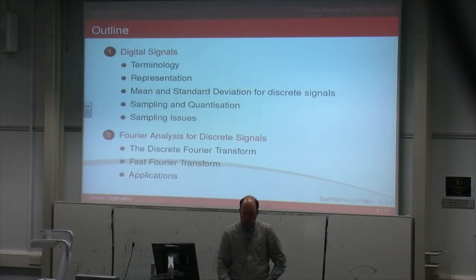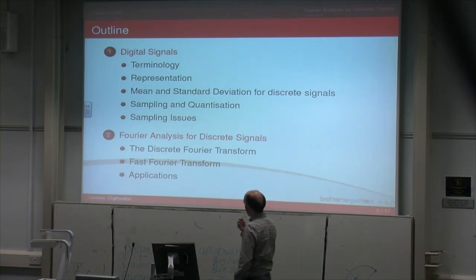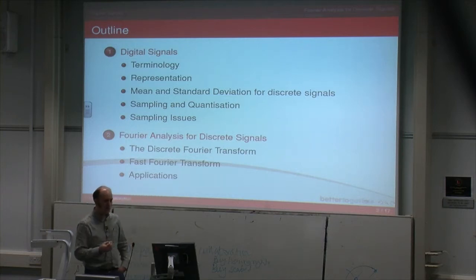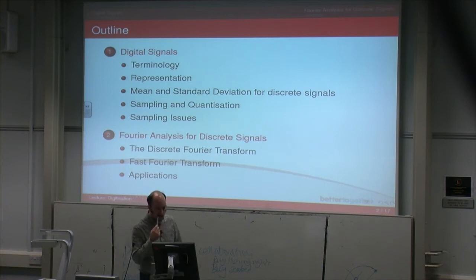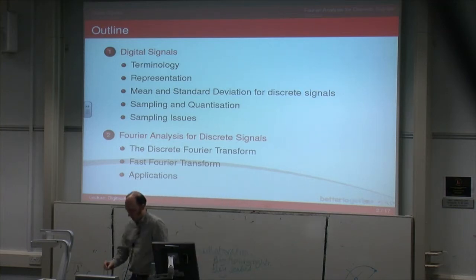So we're going to talk a little bit first about digital signals. What is a digital signal? How is it represented? There's some equations to do with mean and standard deviation, but you should know them by now. Some of what happens when you convert an analog signal to a digital signal, and then issues that can arise due to sampling.